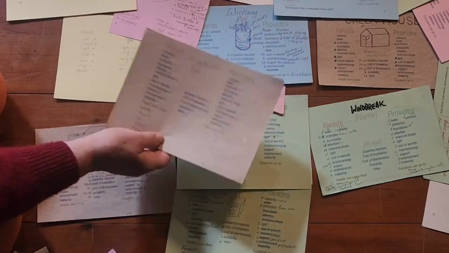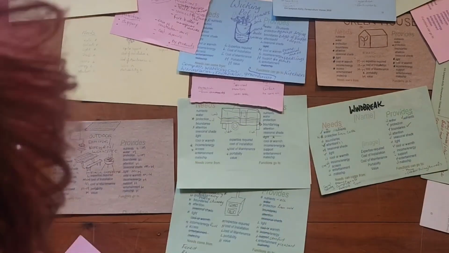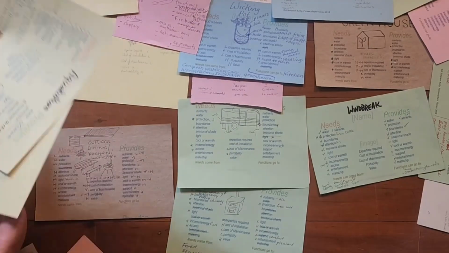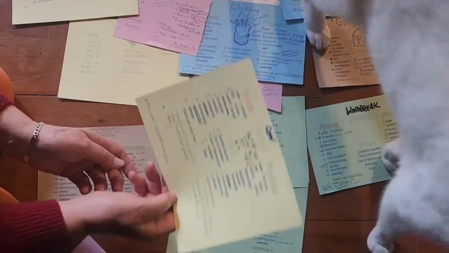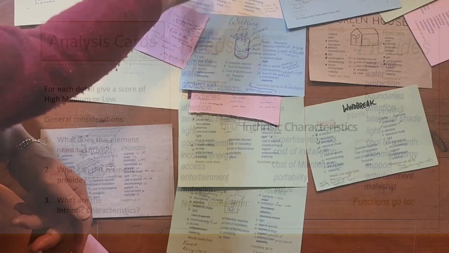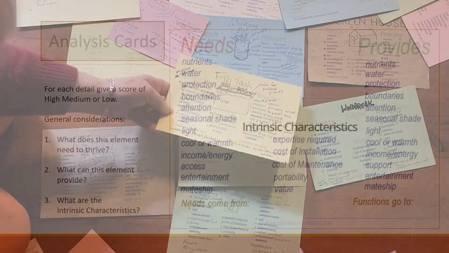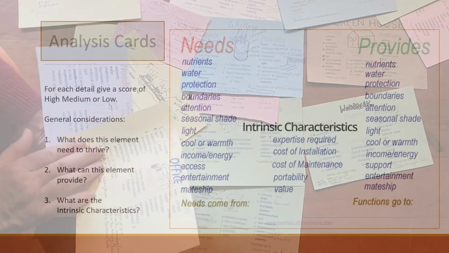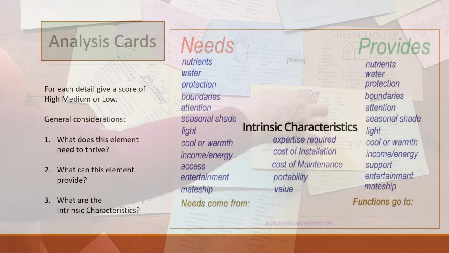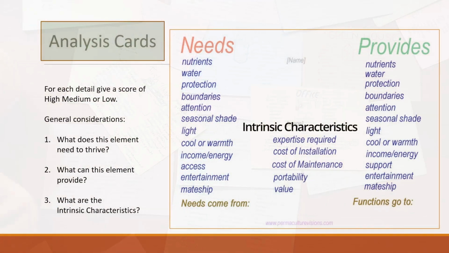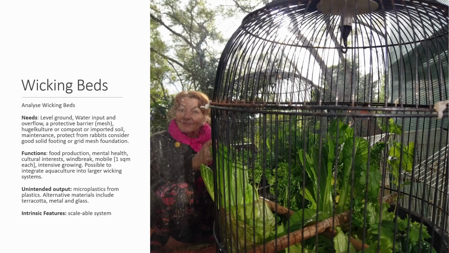Ask yourself, what does this element really need to thrive? And go in there and put high priority on that. And what can this element provide? And what are its intrinsic characteristics? So let's explore wicking beds as an example.